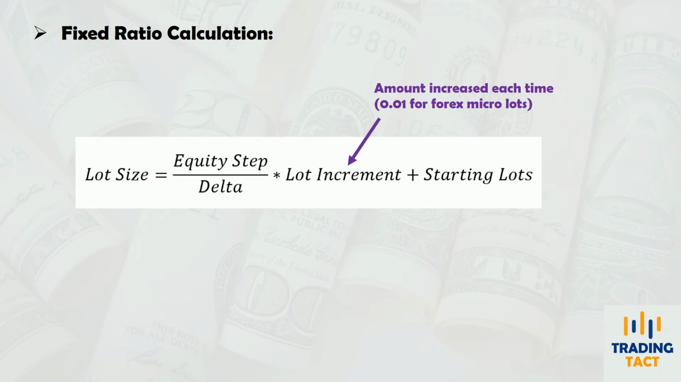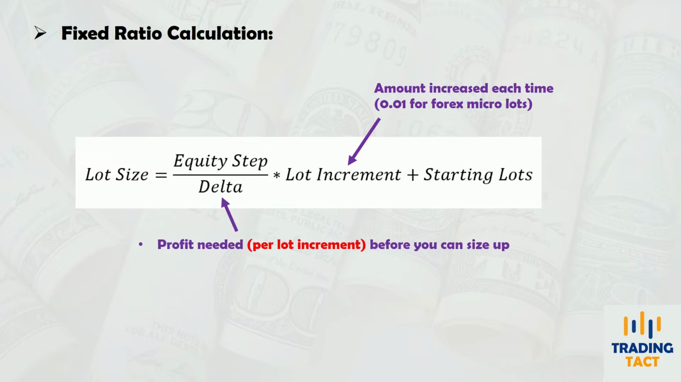The lot increment is the amount your lot sizes increase each time. I'm trading Forex here, so I'll use a 0.01 lot increment. The delta is the profit you need to accumulate per lot increment before you can increase your size by one increment. The delta determines the aggressiveness of your money management. The smaller the delta, the faster your lot sizes increase, and the more risk you assume.